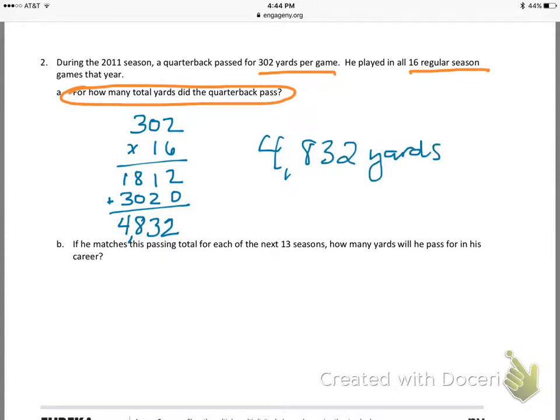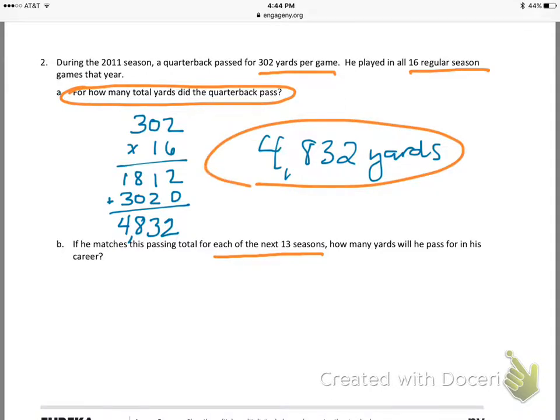Okay. The next question is, if he matches this passing total for each of the next 13 seasons, how many yards will he pass for in his career? Okay, that's assuming his career is 13 seasons. So we need to take this original 4,832 yards from that first season and imagine that he did the exact same yardage for 13 seasons. And that means we would multiply those two together. So let's walk through this one by one, just for kicks.